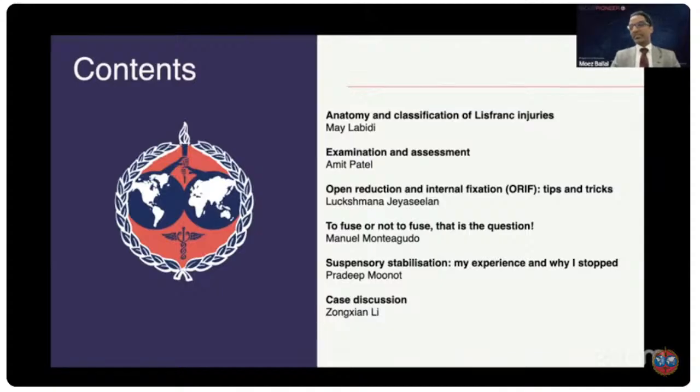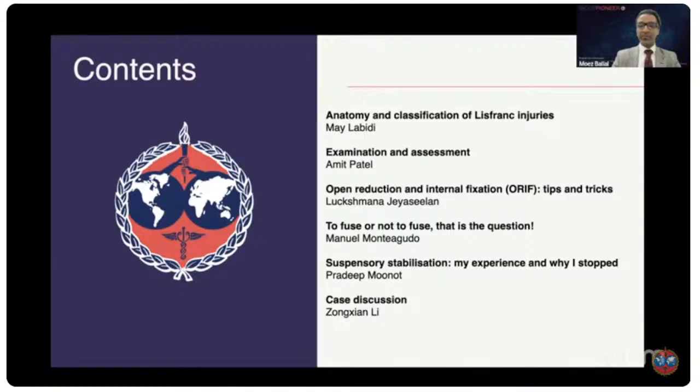Last but not least is Zongxian Li. He's a consultant foot and ankle surgeon, currently based in Singapore, and he works at the Singapore General Hospital. He's also the clinical assistant professor at the SingHealth Duke-NUS Medical School and a clinical lecturer at the NUS Yong Loo Lin School of Medicine. His interest includes general orthopedics, trauma, minimally invasive, and endoscopic foot and ankle surgery. So that's the faculty briefly.